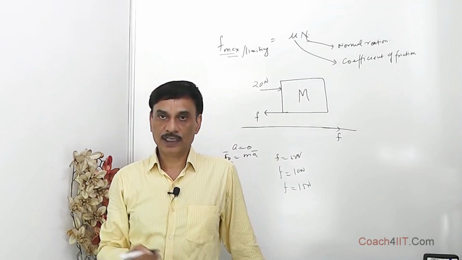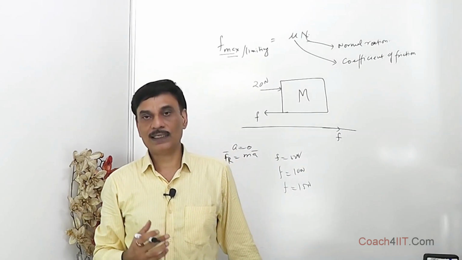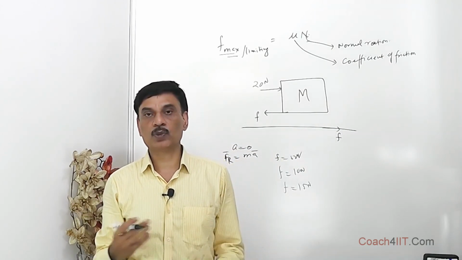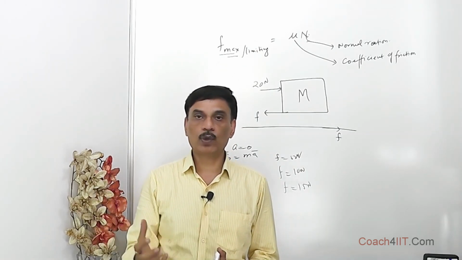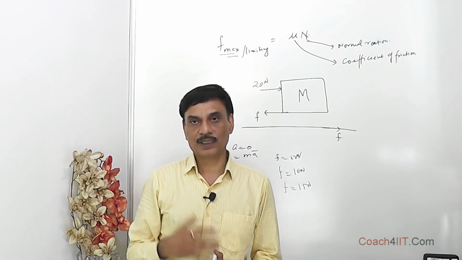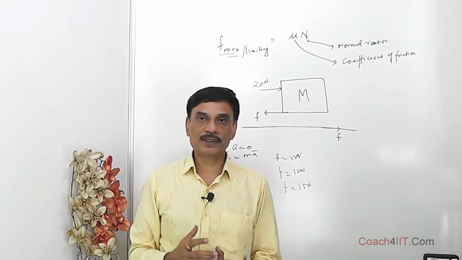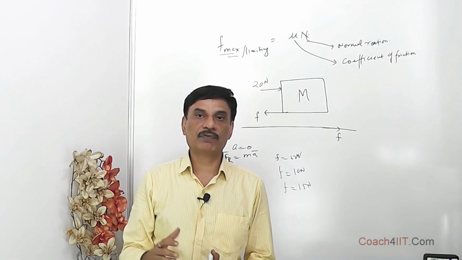It doesn't have any units, it is purely a number, and it depends on the roughness between the two surfaces. Generally we say that is coefficient of friction between two materials like wood and glass and plastic. Generally we say it like this. And normal reaction is always perpendicular to the interface.